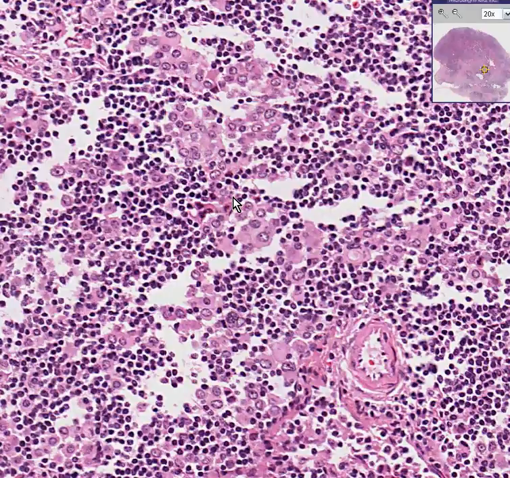They're kind of interspersed with the lymphocytes. And this is not a lymphoma at all. This is metastatic breast carcinoma.